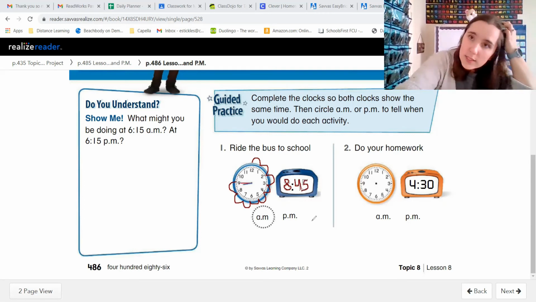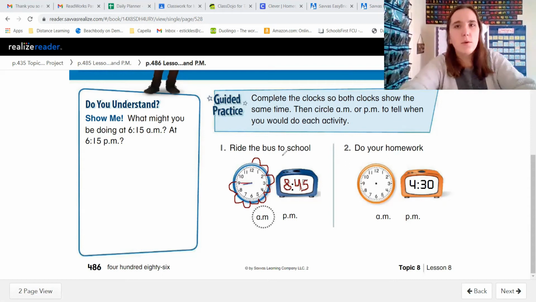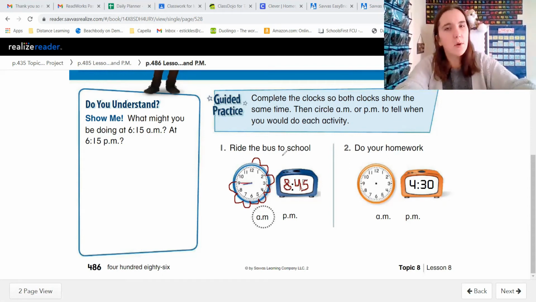Now we need to decide if this is in the AM, the morning, or if it's in the PM, the evening. So we would be riding the bus to school. Would you do that in the morning, in the AM, or in the evening, PM? What do you think? We do that in the morning, right? So we would say it's in the AM. That means our clocks are showing 8:45 AM.